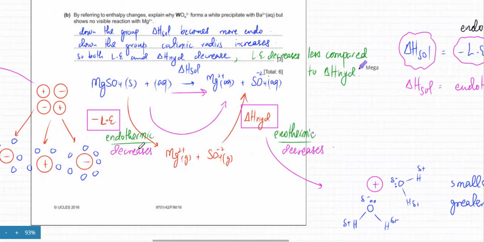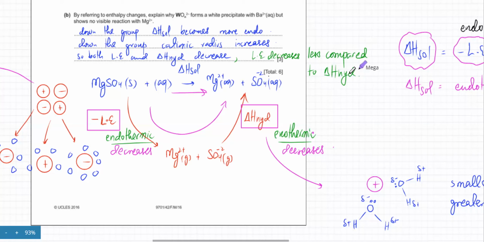Both of them are decreasing down the group. You have bigger ions, a weaker lattice, easier to break, but the ion is bigger, so it's not going to attract water molecules. So the bonds formed won't be that strong. It won't be that exothermic. So both of them are decreasing down the group. But since the solubility overall is decreasing, enthalpy of solution is becoming more and more endothermic down the group. That means this part is decreasing less. This is relatively bigger, and this part is decreasing more. This is relatively smaller. So that's the last part: lattice energy decreases less compared to enthalpy of hydration. Is this clear? Yes, sir.